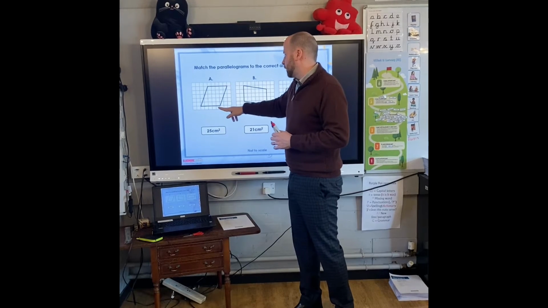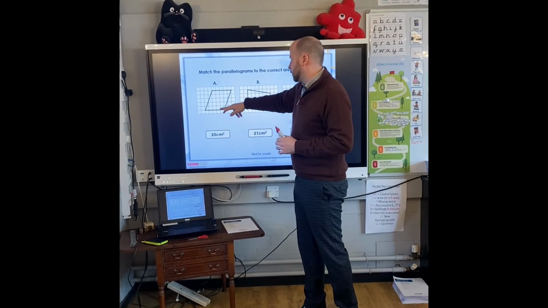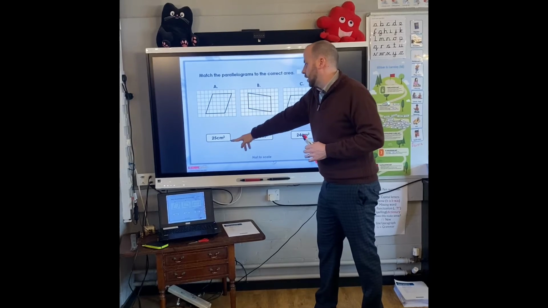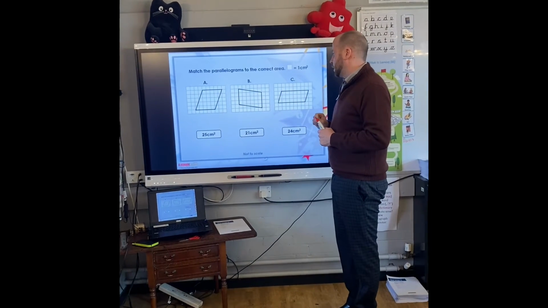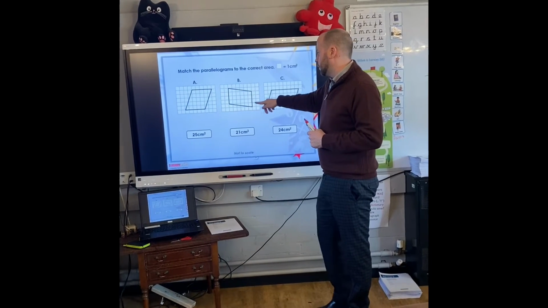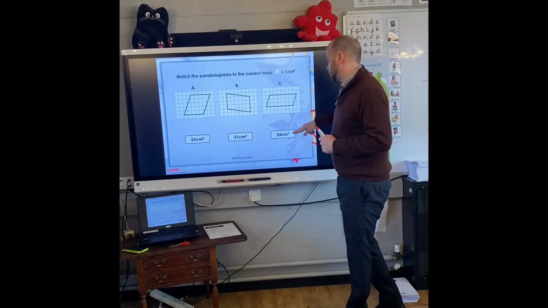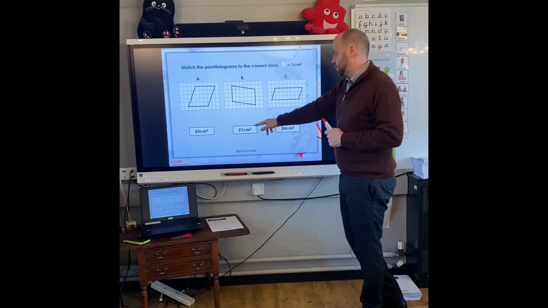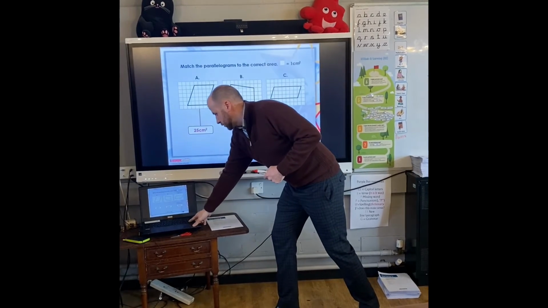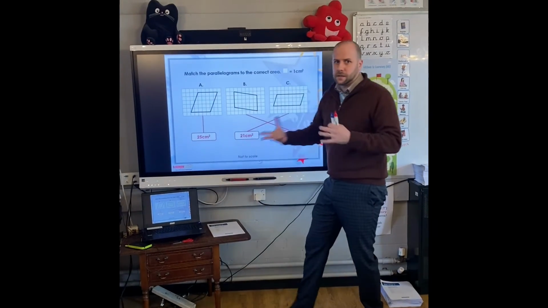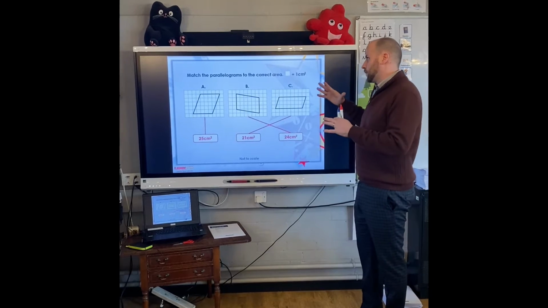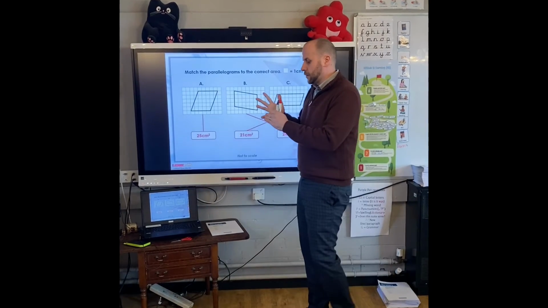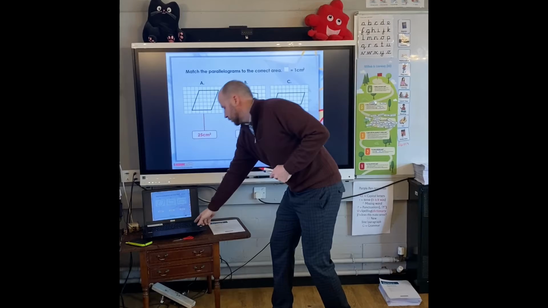Okay, so we have 5 times 5, so that would give us an area of 25. This one we'd have 4 times 6, which gives us 24 centimetres squared, and then on this one we'd have 7 times 3, which gets us to 21 centimetres squared. So this is the journey that the year 6s will be going on within area, so parallelograms, rectangles and triangles.